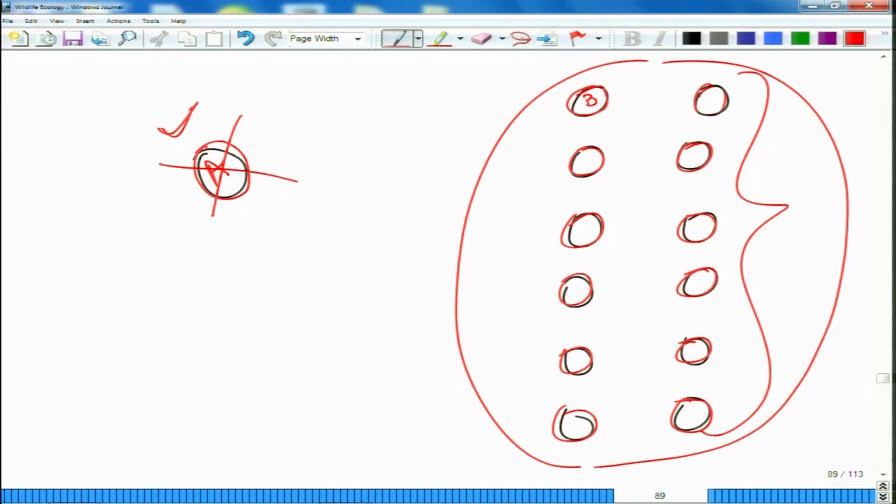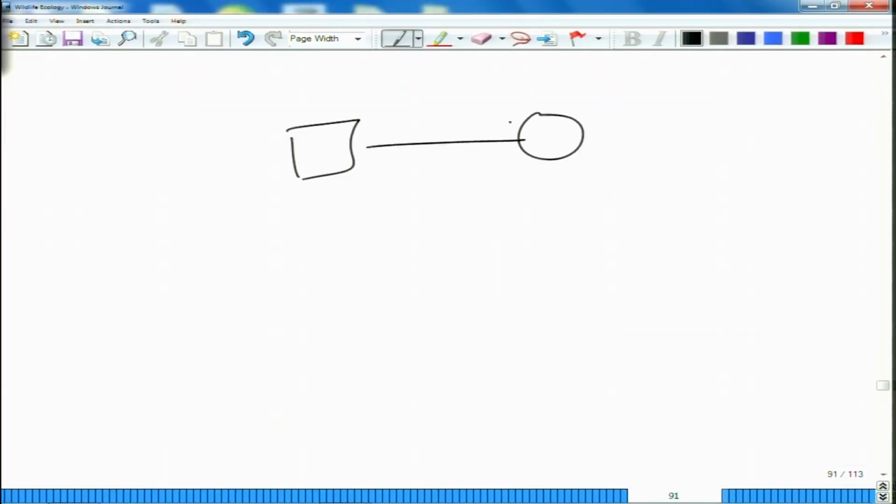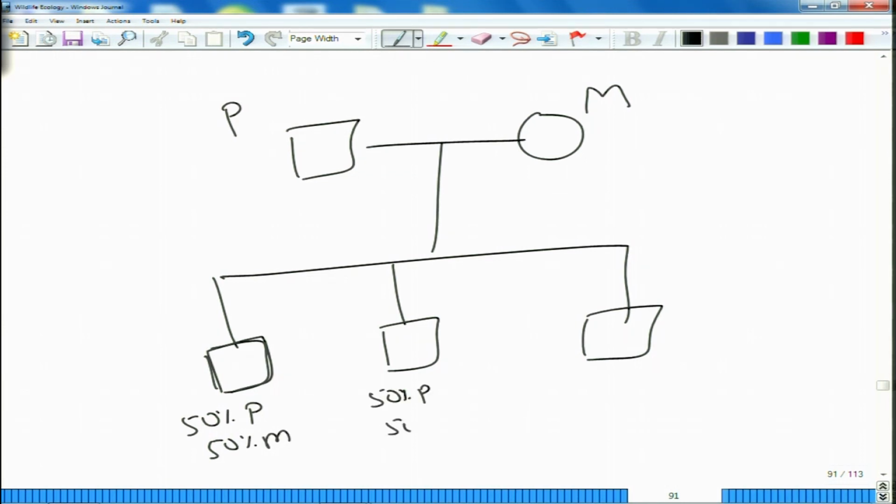Or to put it in the words of Haldane, Haldane gave out this statement: if an individual loses its life to save two siblings. Now, you have a situation, you have a mom and a dad, and then you have say 3 siblings. Now, these are the paternal chromosomes. So, if this is paternal, this is maternal. Now, this individual has 50% genes from P and 50% genes from M, and similarly this individual has 50% from P and 50% from M, and similarly this individual has 50% from P and 50% from M.